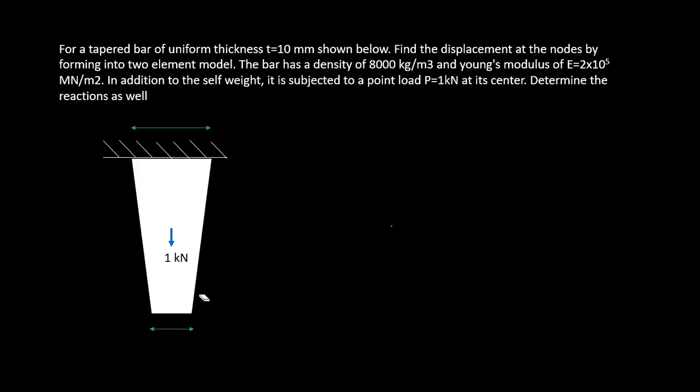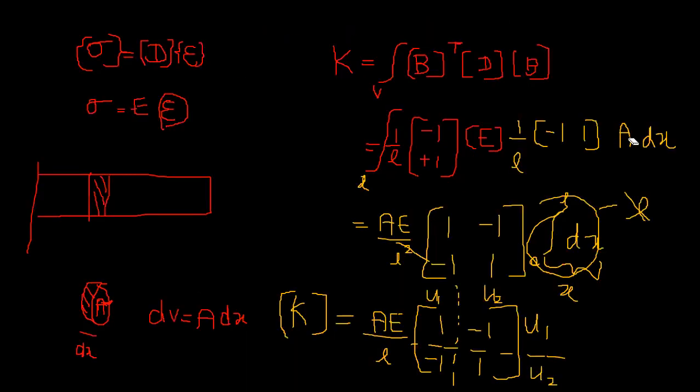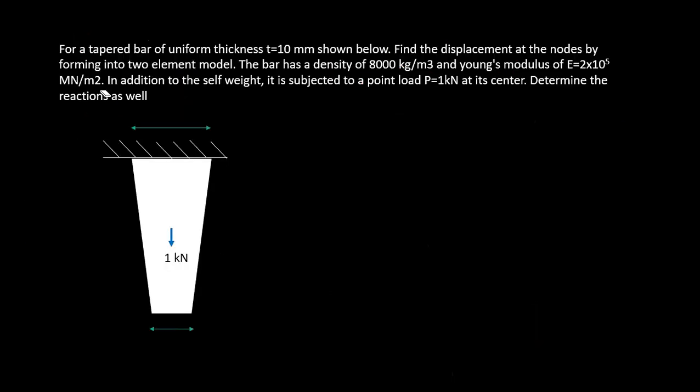Either you can represent this. Now this A is a function of X, so there will be some X term here, and when you integrate it, there will be a different answer for that element, right? You can go with these assumptions, but you need to have a uniform section. So if you are going to divide this into two elements, you need to have two uniform elements, right? So let's see.